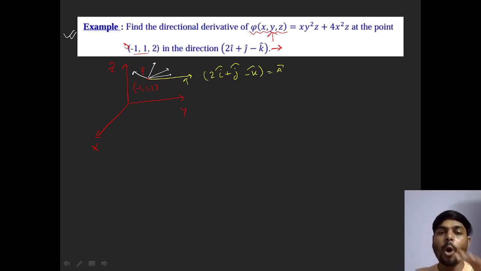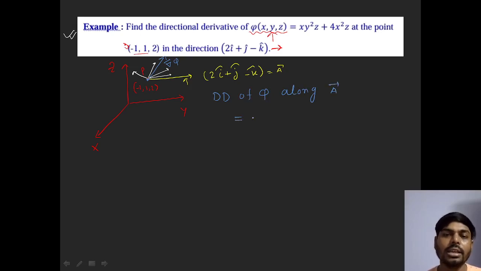And among all these directions, there will be a direction of gradient of phi, along which phi is increasing rapidly. Let us consider this direction is the gradient of phi. And what do you mean by the directional derivative? In short, I am writing dd, directional derivative of phi along the direction of a vector.